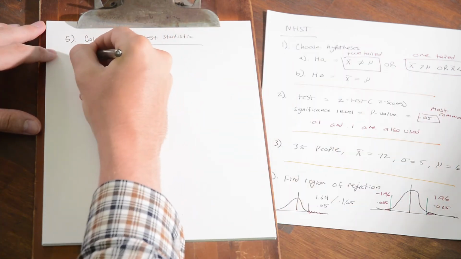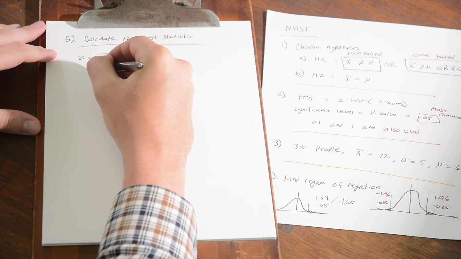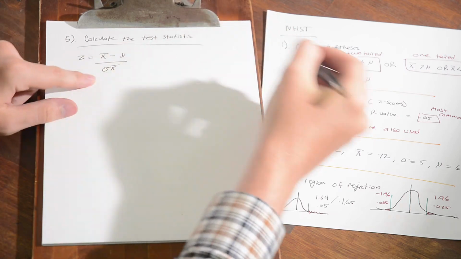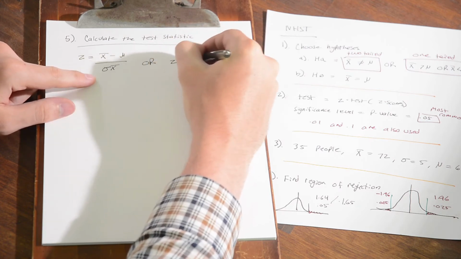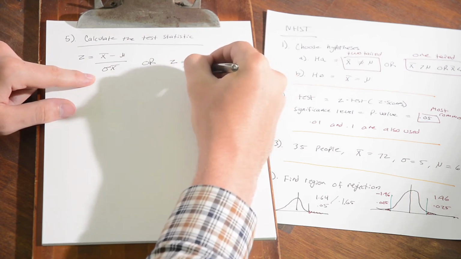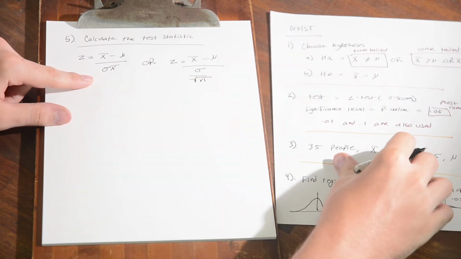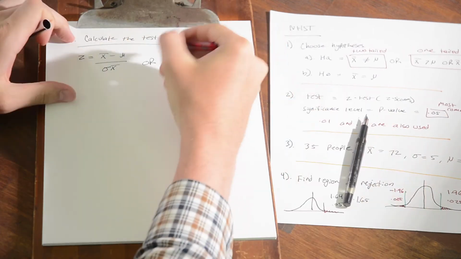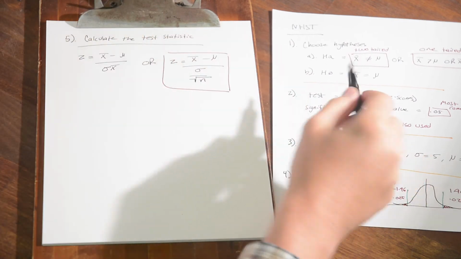We could use z is equal to x bar minus mu over the standard error of the mean. Or if we don't have the standard error of the mean already calculated, we could use z is equal to x bar minus mu over the standard deviation divided by the square root of n. Since I don't have this already calculated, I'm going to go ahead and choose this formula.